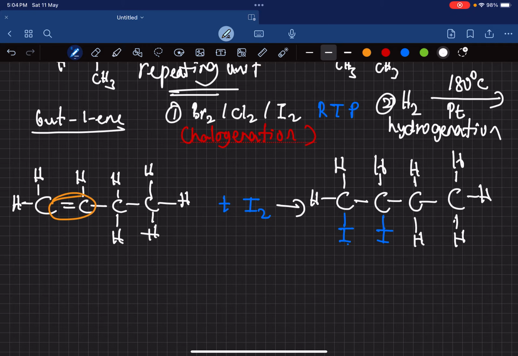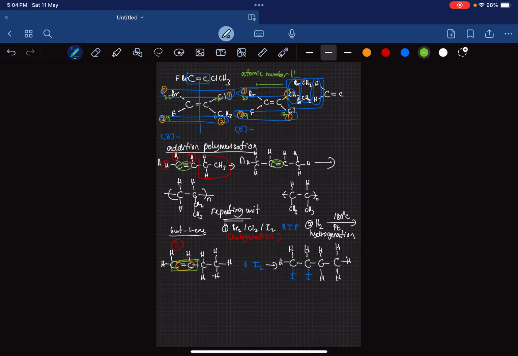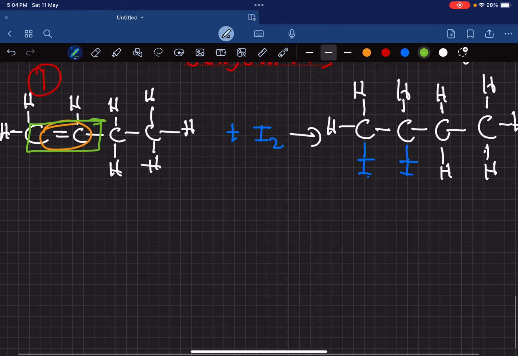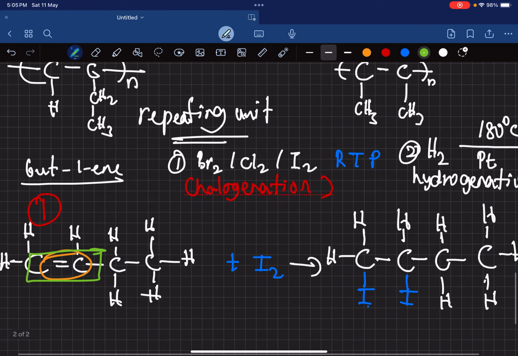I want you to notice this. For every 1 mole of alkene, you need 1 iodine. In simple terms, for every one double bond, you need 1 mole iodine. You need 1 mole bromine, you need 1 mole chlorine, and 1 mole hydrogen. Please remember that.